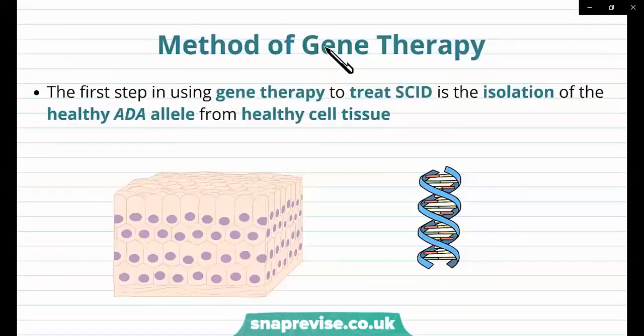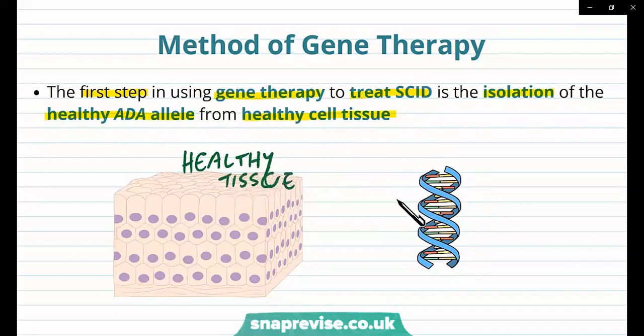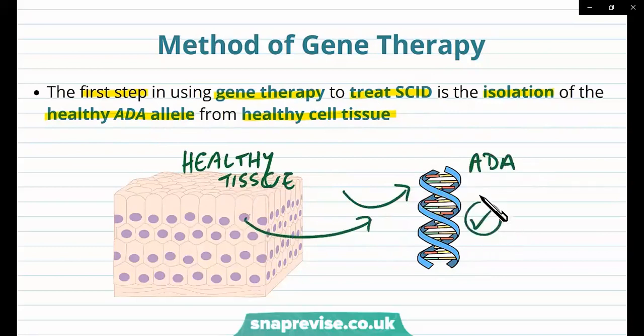So let's go through the method of gene therapy in treating this disease. The first step in using gene therapy to treat SCID is isolating the healthy ADA allele from a healthy cell tissue. So remember, we're trying to replace a faulty allele with one that actually is the correct sequence. We're not going to find this individual who has the disease because every one of their cells has a mutated version of that gene. So we take healthy tissue, so someone who does have the actual correct allele, and we simply take the allele out. So we go into the nucleus, we go through the DNA, and we find the ADA gene, and we find that it's a healthy allele.